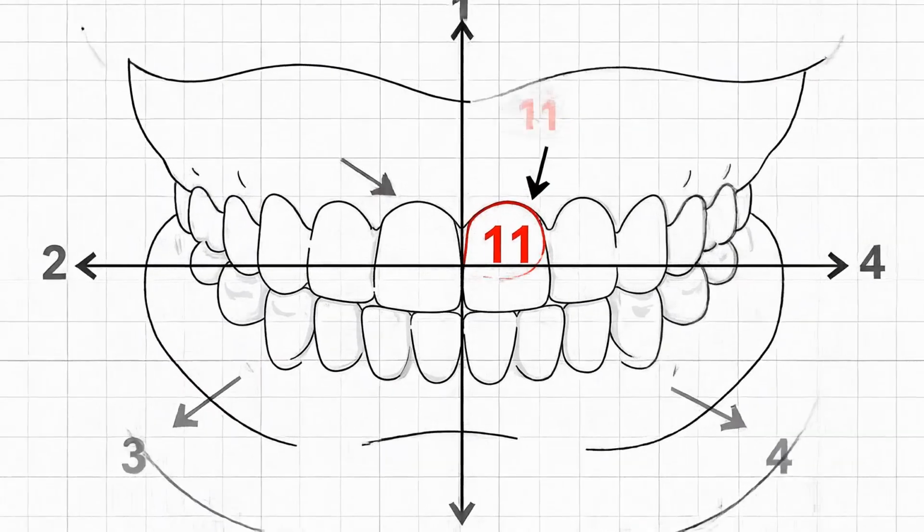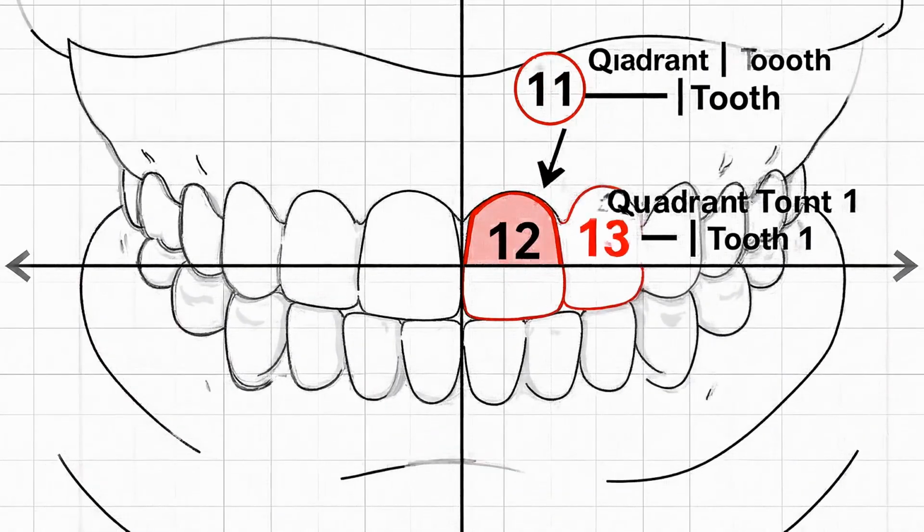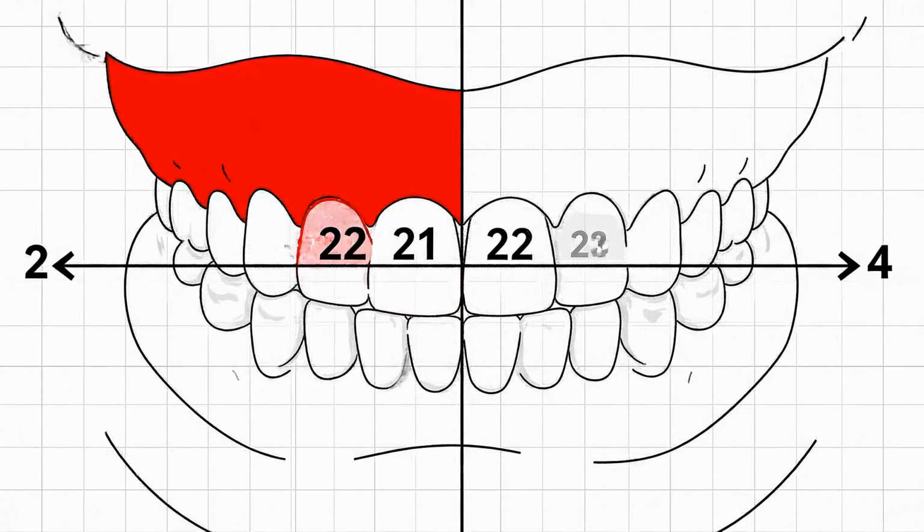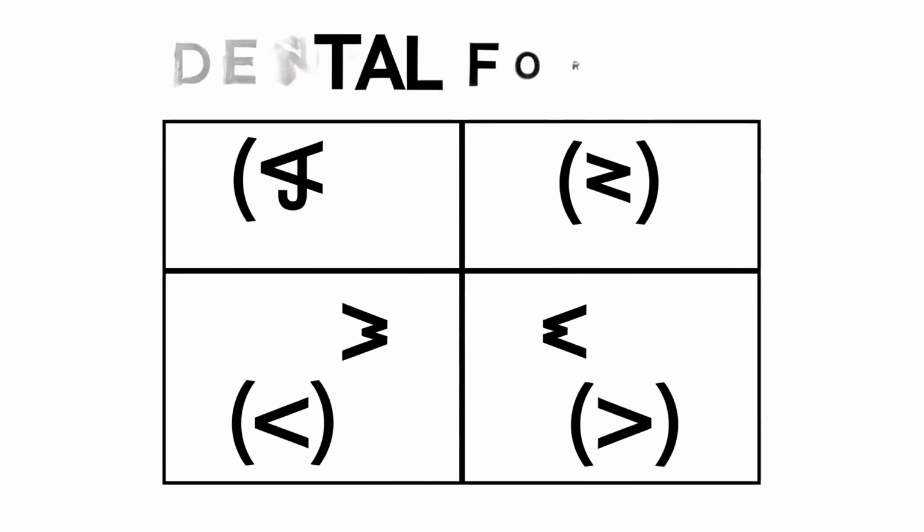FDI system, international, uses 2 digits. First indicates quadrant, second indicates tooth position within that quadrant. Palmer notation uses symbols to divide the mouth into 4 quadrants.